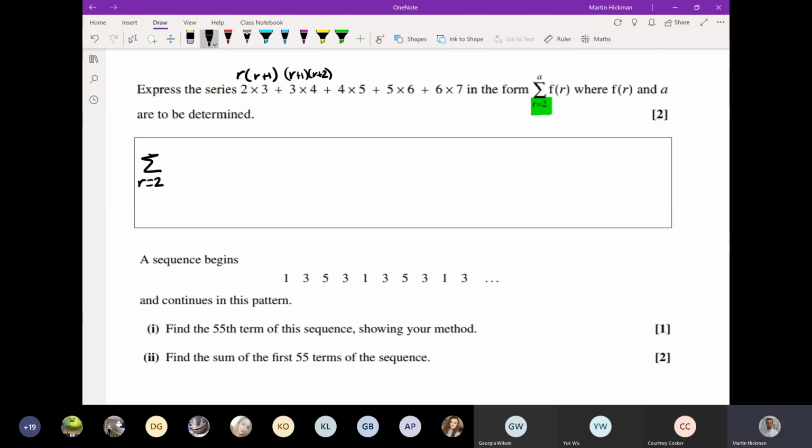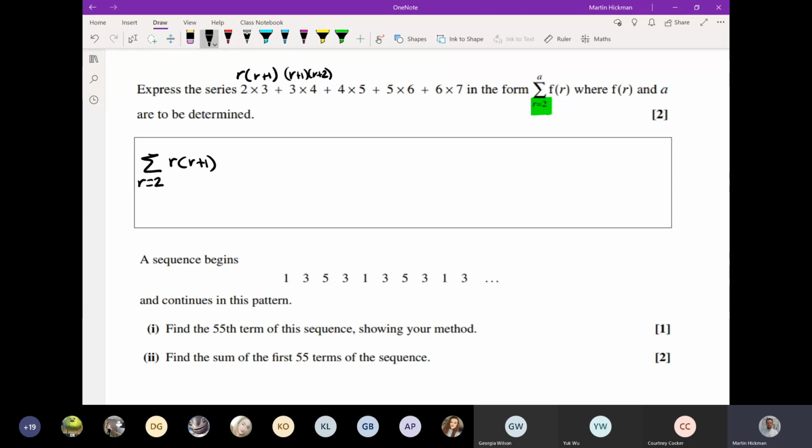So if I'm starting at 2, then I know if I sub in r equals 2 into here, that's just 2 times 3. That's what I've got here. So it must be that my function is r times (r plus 1), because check that this works. When you sub in r equals 2, you get 2 times 3. That's the first term. If you sub in r equals 3, the next term, you get 3 times (3 plus 1), so 3 times 4. Then you get that second term there.